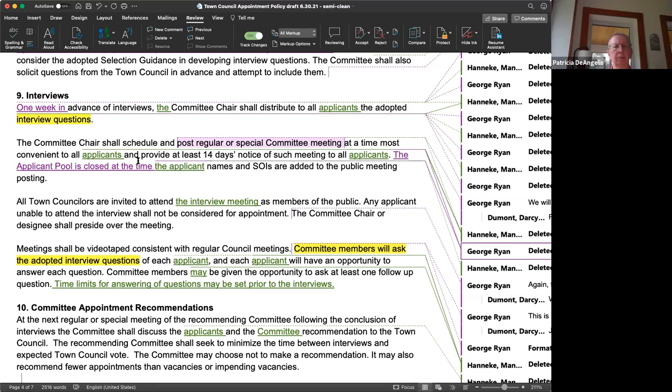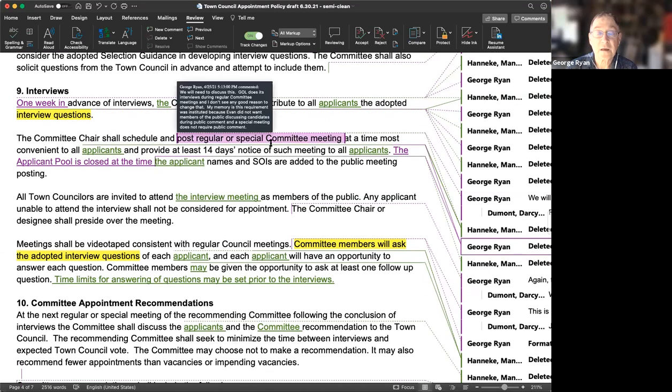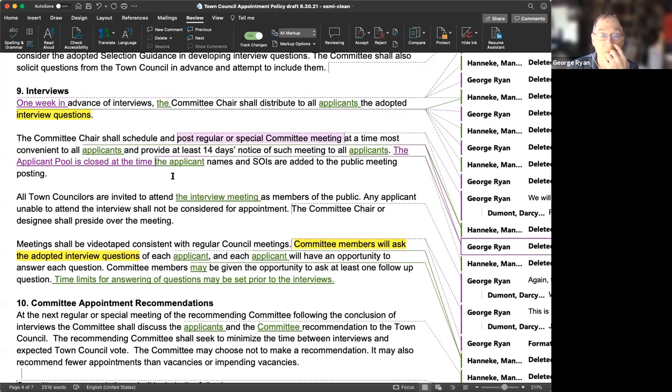Okay. So the committee chair shall schedule and post. Now we have the problem with the first sentence. I don't know whether the first sentence is necessary. I mean, post it whenever you post it. So, 1 week in advance of interviews, the committee shall distribute to all applicants the adopted interview questions.